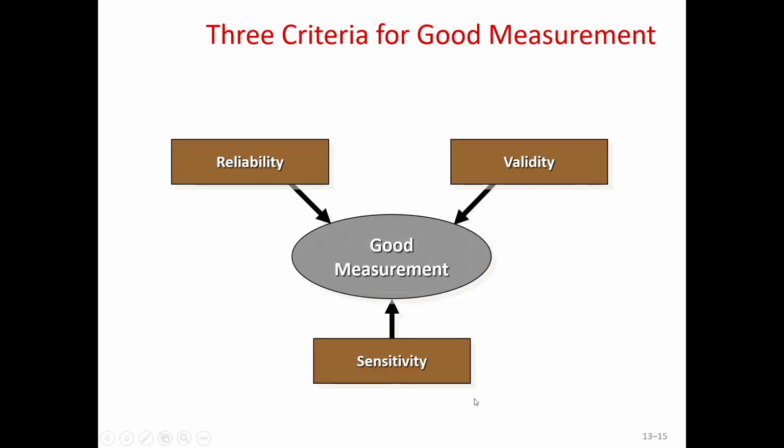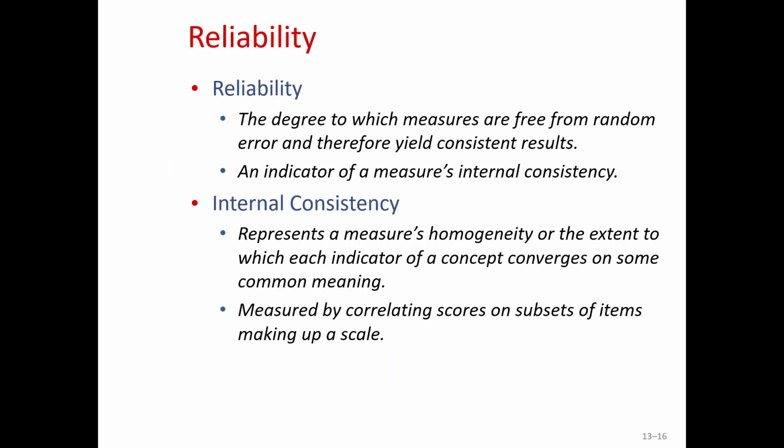Now, some criteria for good measurement. Three criteria: reliability, validity, and sensitivity. These are the most important three criteria for good measurement. Reliability is an indicator of a measure's internal consistency, and consistency is the key to understanding reliability. A measure is reliable when different attempts at measuring something converge on the same result.